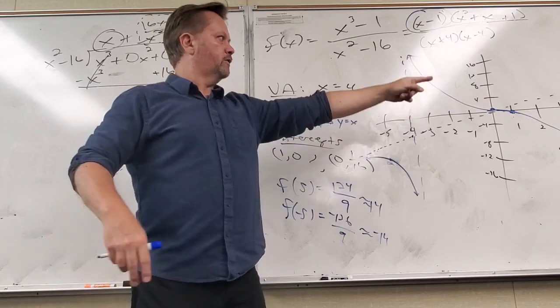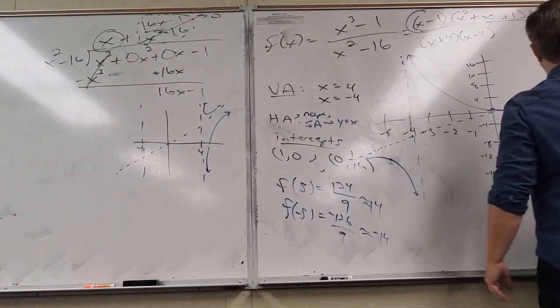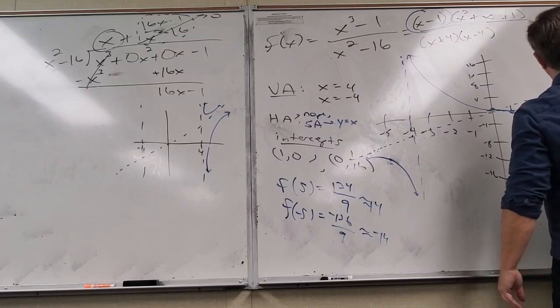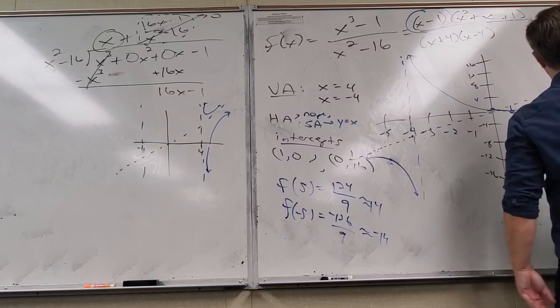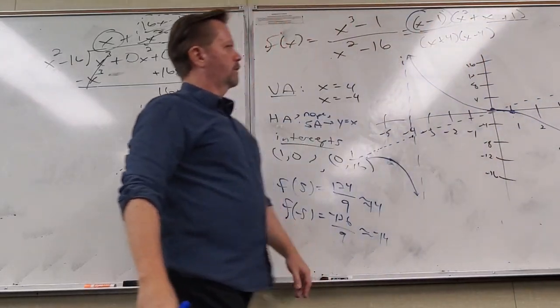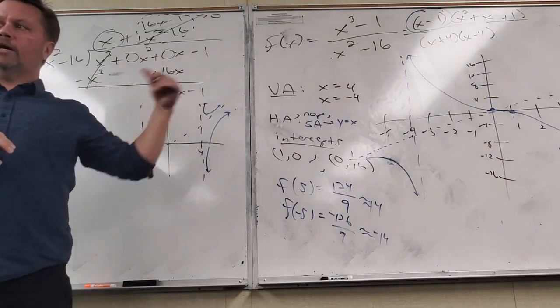What was f of 5? 14. So that's right here. So again, it's doing this kind of thing. Whee. And then what do you do once you've got that done?